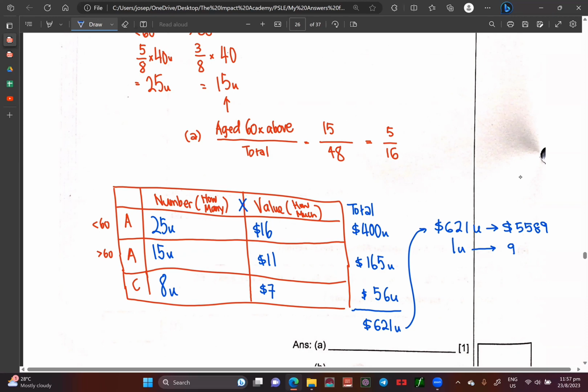Now, if you're wondering what this 9 is, let me be a bit more specific here. I will write out 5589 divided by 621. Now, what happens here is this: when you divide, the dollars cancel, so the answer that you get cannot be in dollars anymore. This 9 has to be 9 tickets.